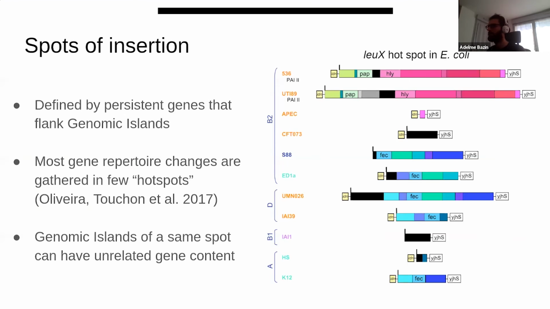So we define spots of insertion as genomic islands that are flanked by the same persistent genes, even if they don't have the same gene content. Since we could have so many genomes as we're building pangenomes, and since we could detect genomic islands so well, we decided to try to detect spots of insertion using pangenomes.